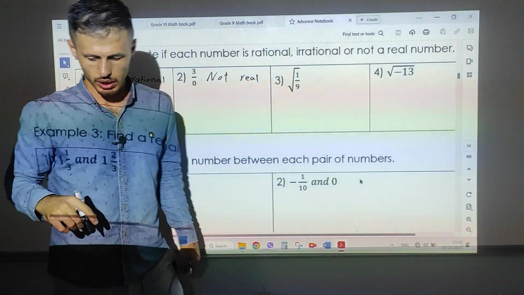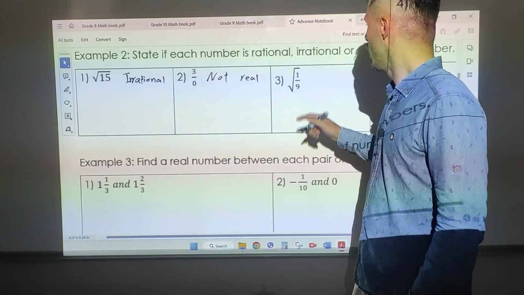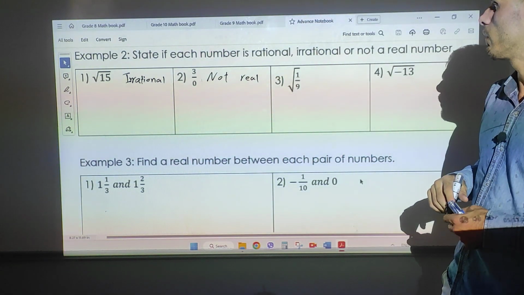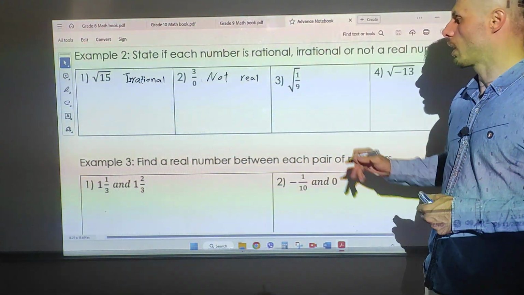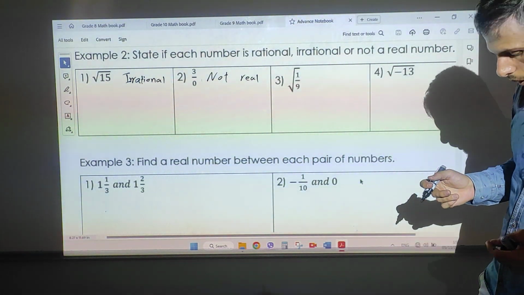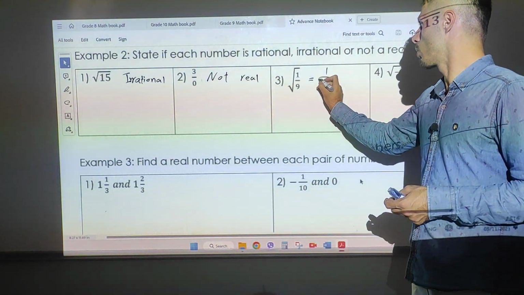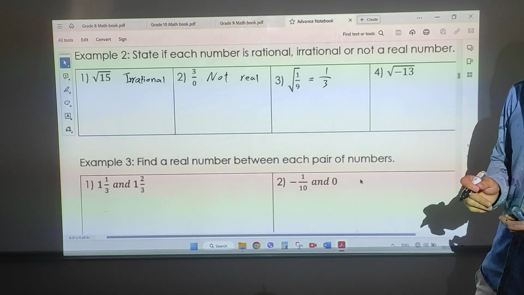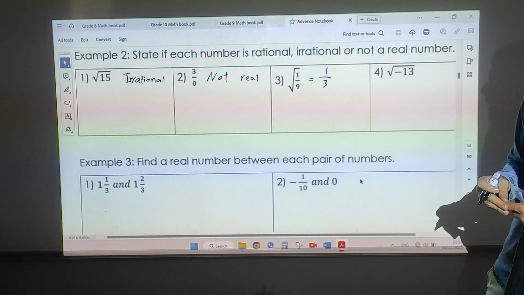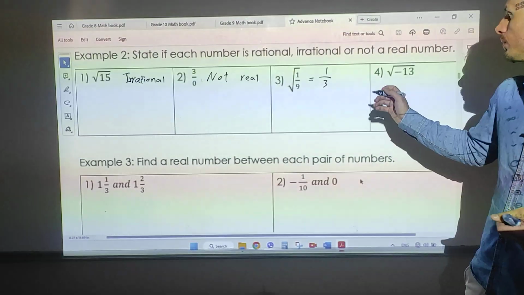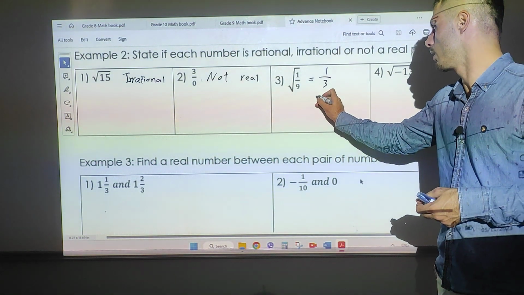Third one, which is square root of 1 over 9. Square root of 1 over 9, we can take that from the square root. Square root of 1 is 1, square root of 9 is 3, it's 1 over 3. 1 over 3, we can say that it's rational. It can be written as a fraction.